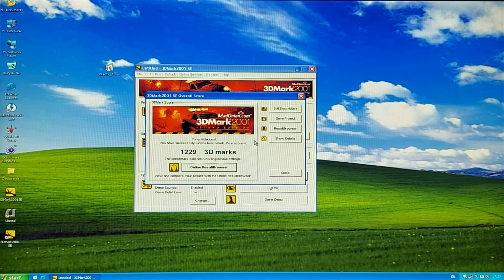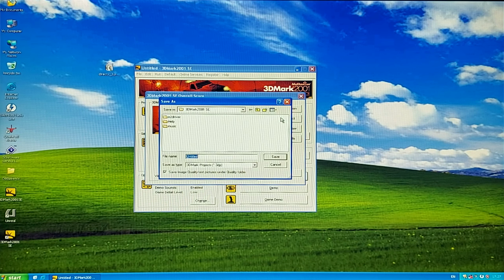And the results are in. Our 3DFX AMD Duron PC scored 1229 3D marks, which I think's a pretty respectable score considering this machine is over 20 years old. If you have a similar system, drop me a message and let me know your results.